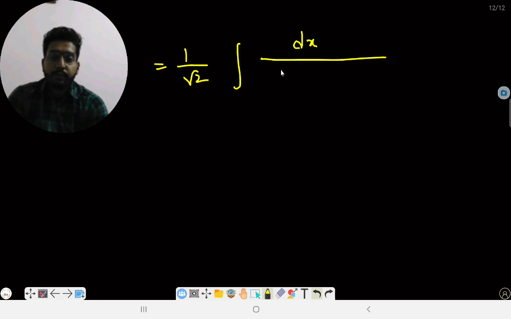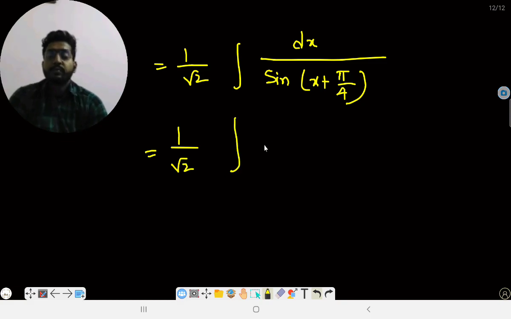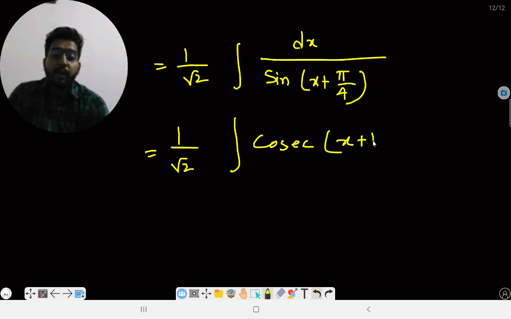So here you can write 1 by root 2 integration of dx by sin of (x plus pi by 4). Okay, so this is the sin(a plus b) form. Now here you can see 1 by root 2, 1 by sin. Now what is 1 by sin? 1 by sin is cosec x. That means cosec(x plus pi by 4) dx.